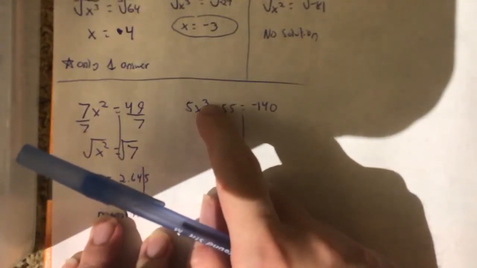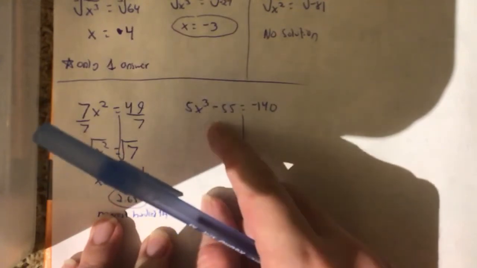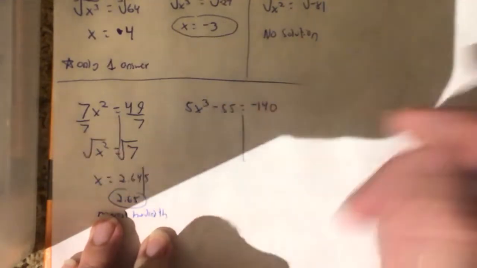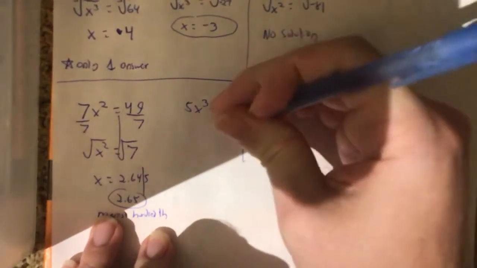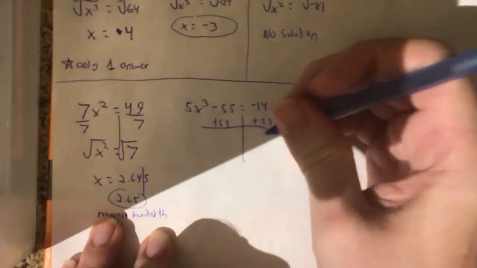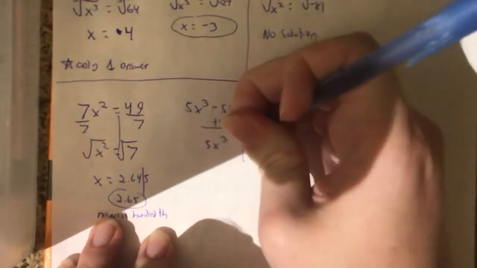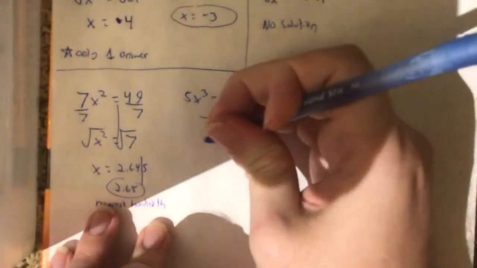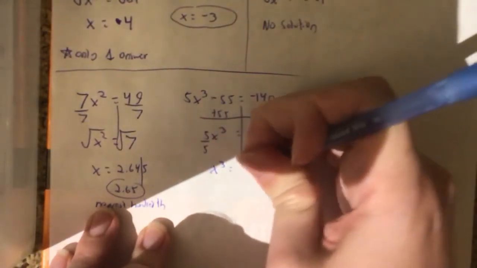So I want to solve for x. Notice there's an exponent with the x. When you solve with an exponent, you do all your other steps normally, and then your last step is to get rid of the exponent. So the first thing I'm going to do is add 55 to each side. Negative 140 plus 55 gives me negative 85. Then I'm left with 5x cubed equals negative 85. And then I divide by 5. x cubed equals negative 17.